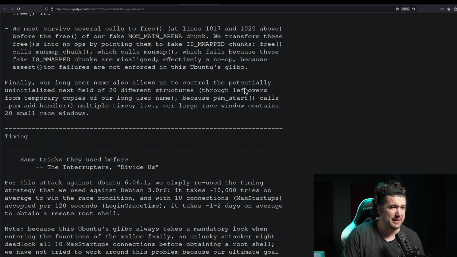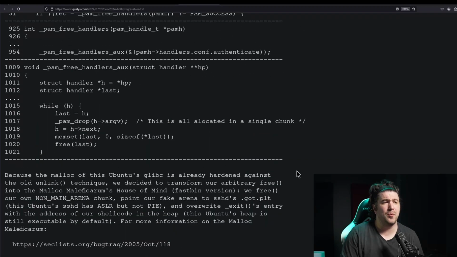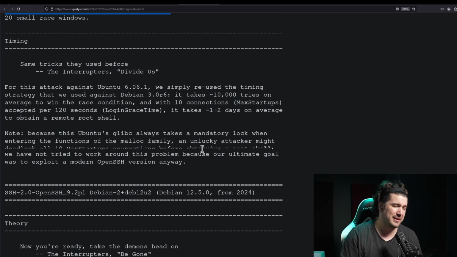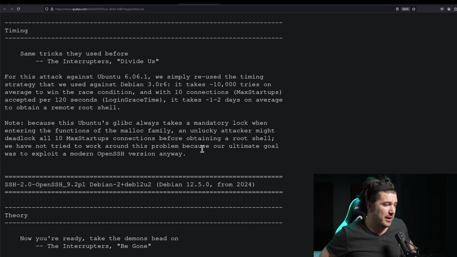I thought that they were saying that they got 20 different structures. Oh, they actually had 24 on the other one, didn't they? Didn't they have like a couple different race windows? That's true. That's true. So that shouldn't have done anything. Good point. Good call out.